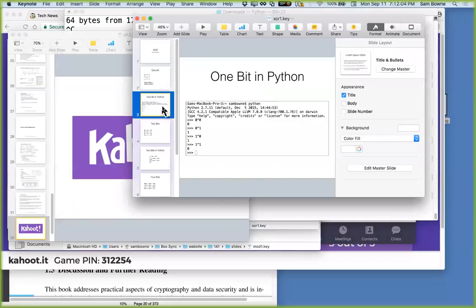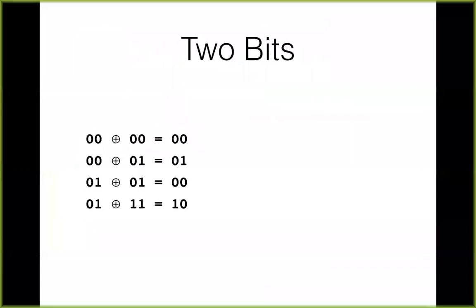So now you can do more than 1 bit. You can do 2 bits. 00 XOR 00 is 00. You just do the bits one by one. The left bit, 0 and 0 is 0. The right bit, 0 and 0 is 0. So 00 XOR 01 is 01, because the left 2 bits match. The first one is 0 in both cases, and the right 2 bits are different, so you get 1.